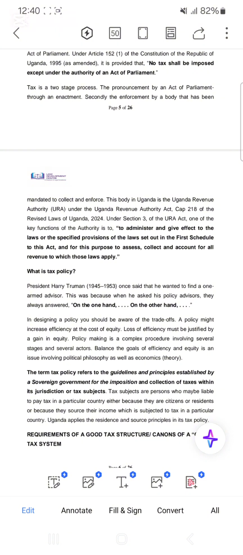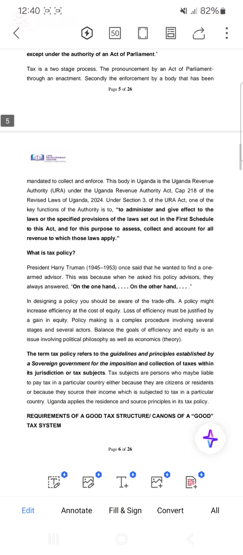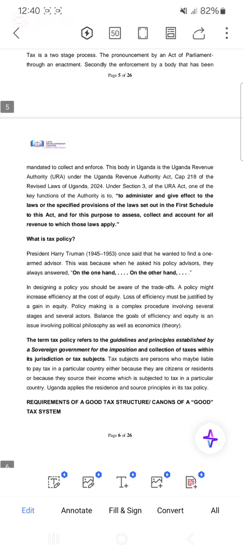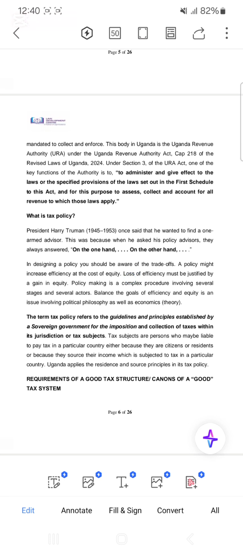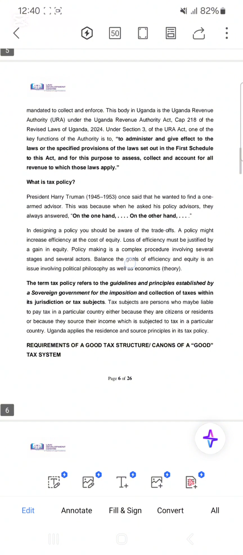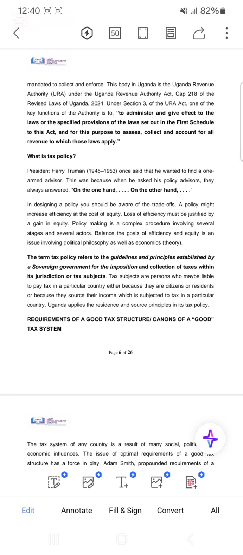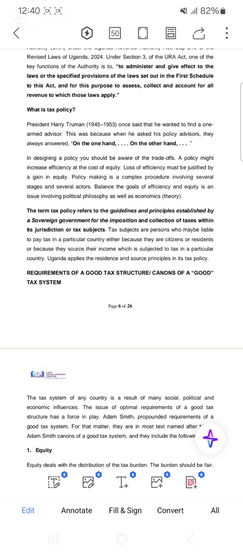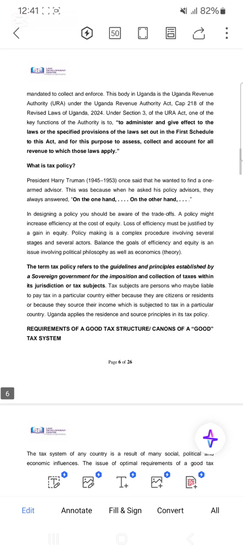Tax is a two-stage process: first, the pronouncement by an act of parliament through an enactment; secondly, the enforcement by a body that has been mandated to collect and enforce. The body in Uganda is the Uganda Revenue Authority, under the Uganda Revenue Authority Act. Under Section 3 of the URA Act, one of the key functions of the authority is to administer and give effect to the laws or the specified provisions of the law set out in the first schedule. So in Uganda, the URA is the one that collects taxes.